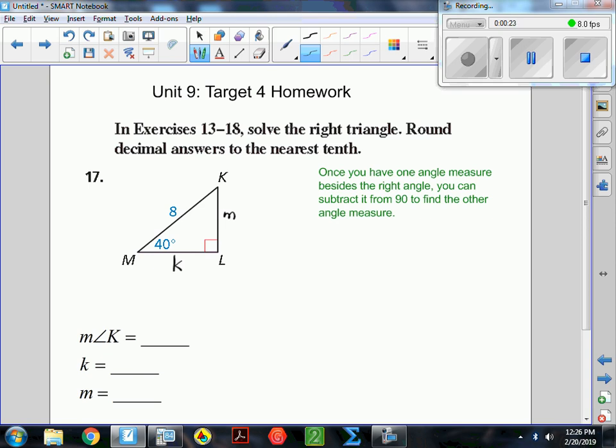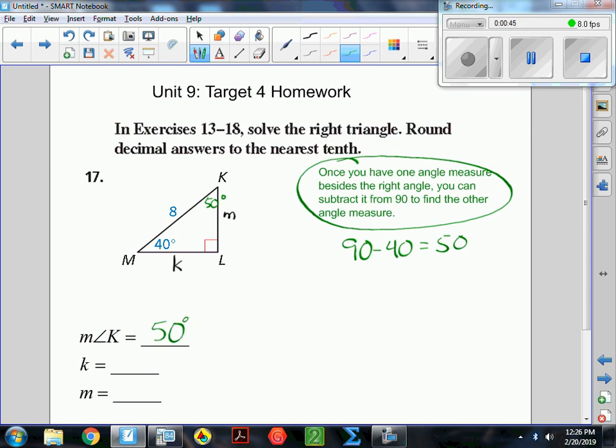And let's see, we're also trying to find angle K. So we'll find angle K first. Once you have one angle of a right triangle that's not the 90-degree angle, you can do 90 plus 40, 130, and subtract that from 180, or you could just do 90 minus 40, and that tells you 50. So angle K is going to be 50 degrees. It's a fast way to do that. Then we need to find M and K.